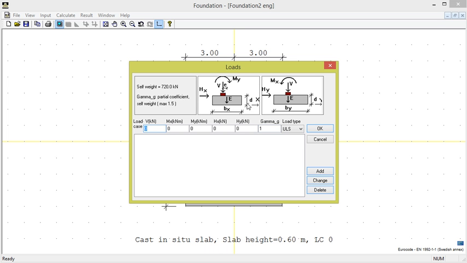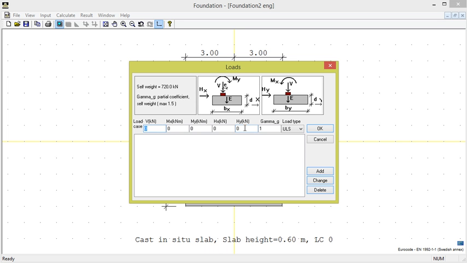Load directions are according to the pictures. A load case can consist of vertical load, moments around both axes, mx acts around the x-axis and my around the y-axis, and horizontal loads in both directions, hx and hy.